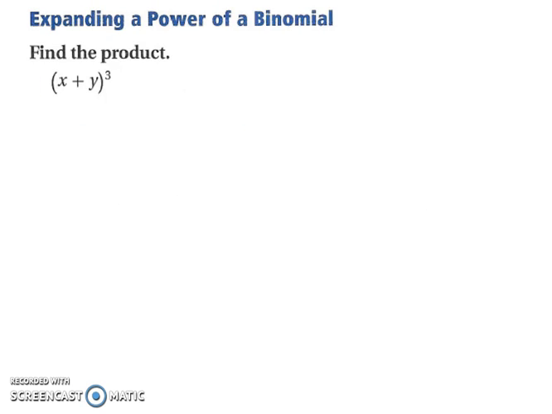Now let's look at expanding a power of a binomial. So we want to find the product. No, it is not x to the third plus y to the third. It's the whole quantity x plus y to the third. So you can rewrite this as x plus y times x plus y times x plus y.